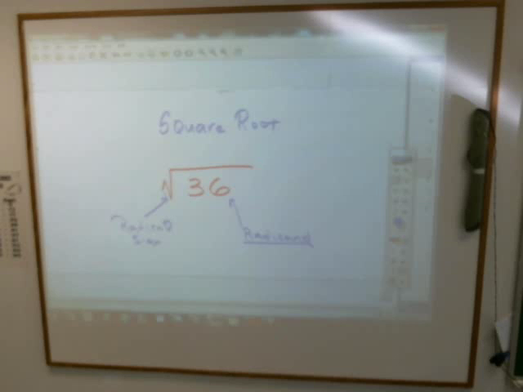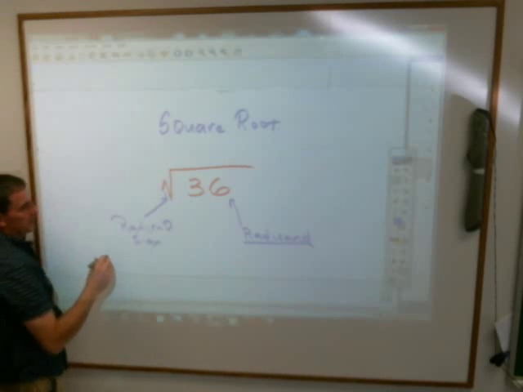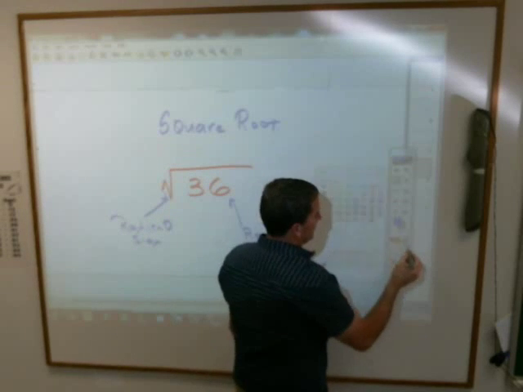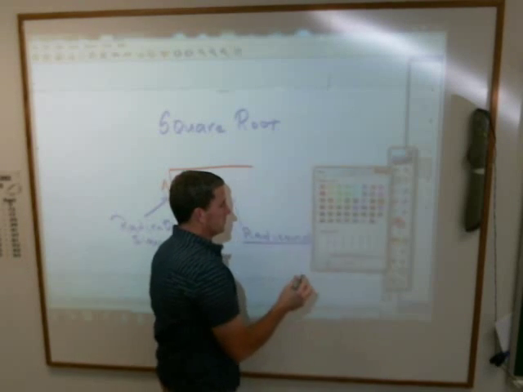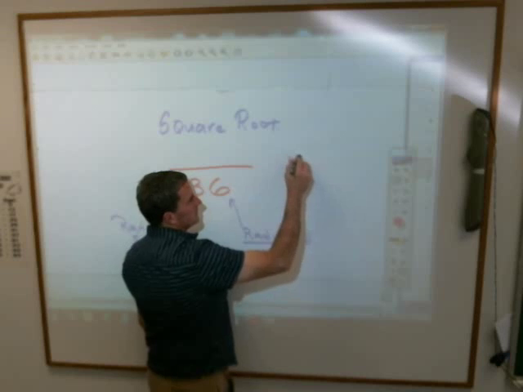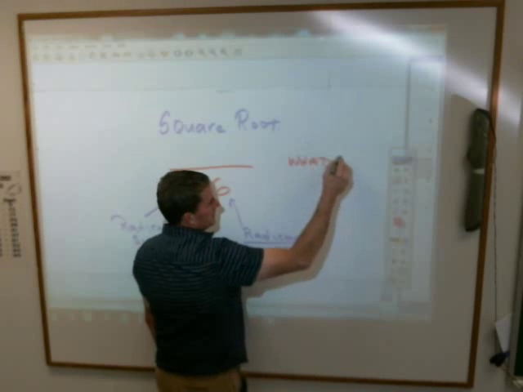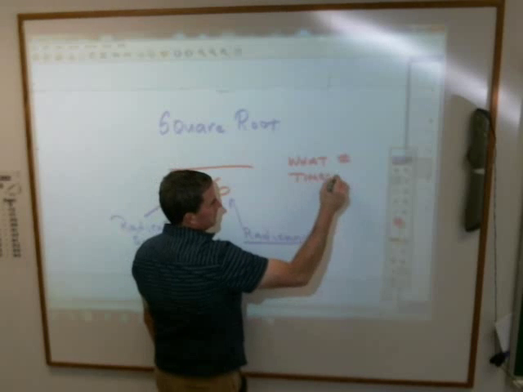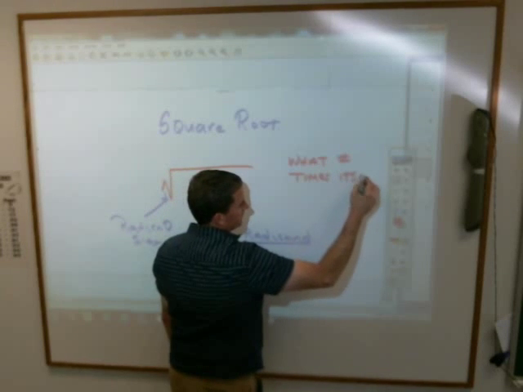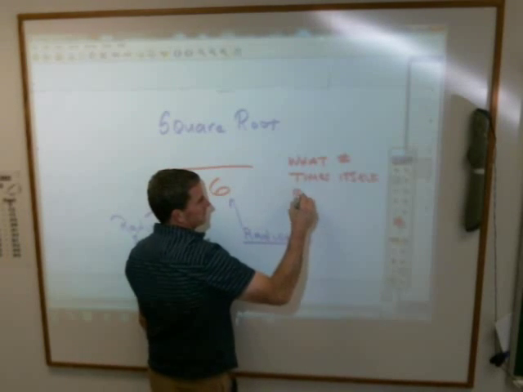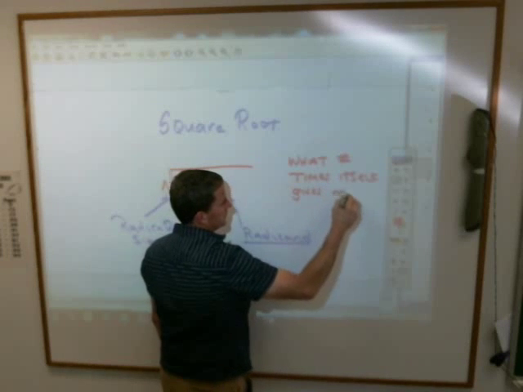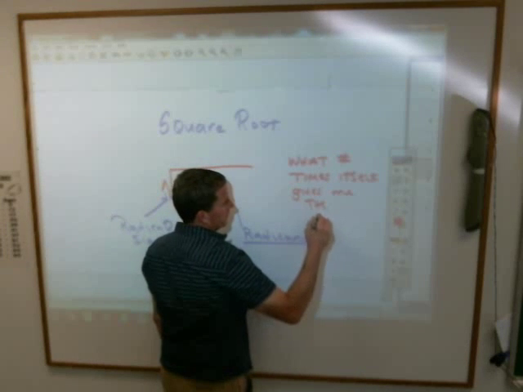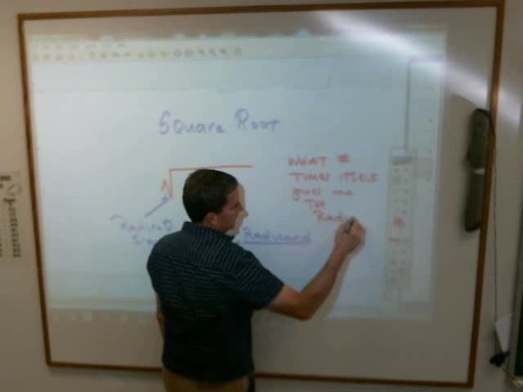For the square root of 36, you have to ask yourself this question. To find the square root of 36, you ask yourself, what number times itself gives me the radicand?